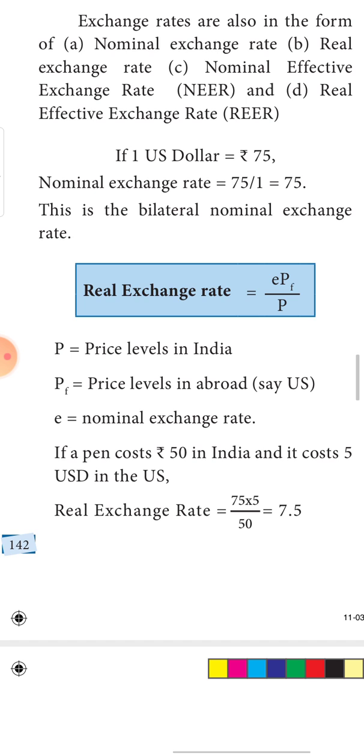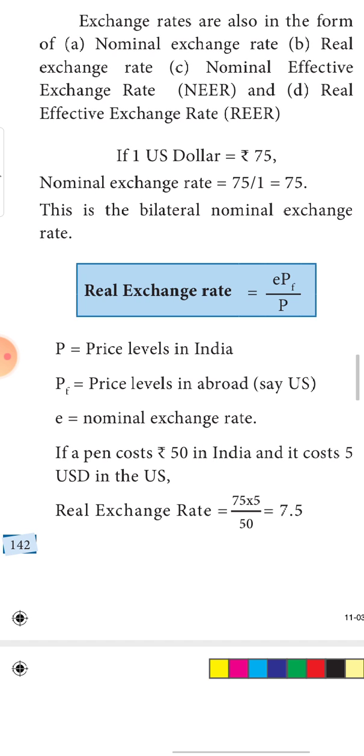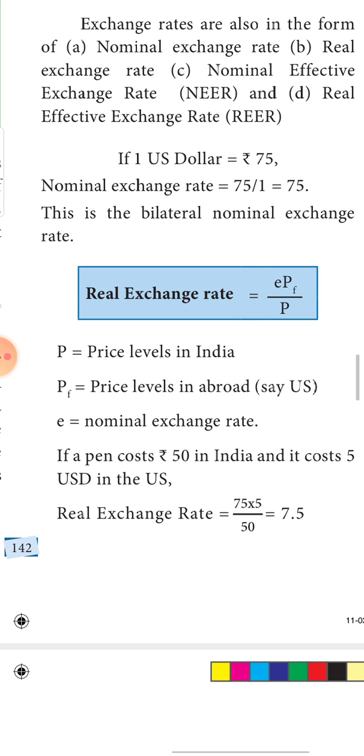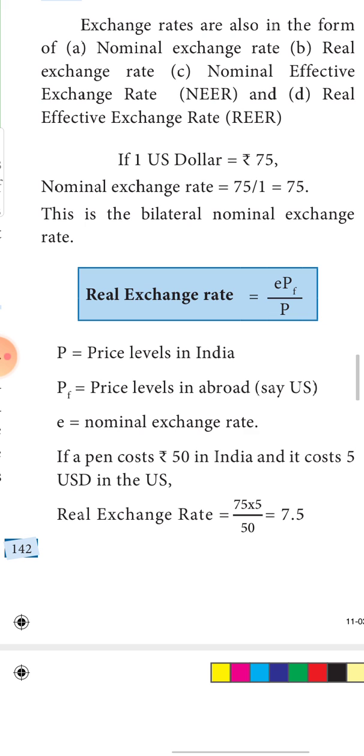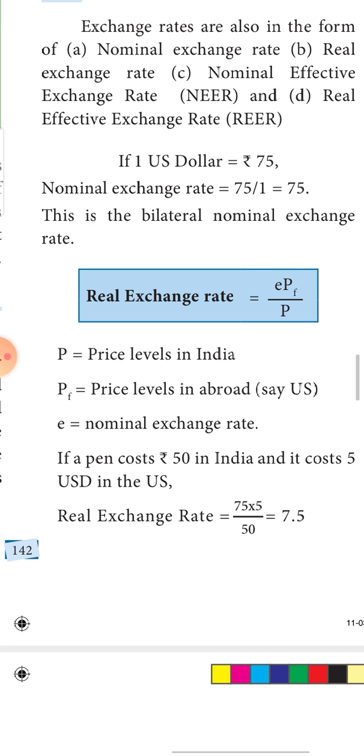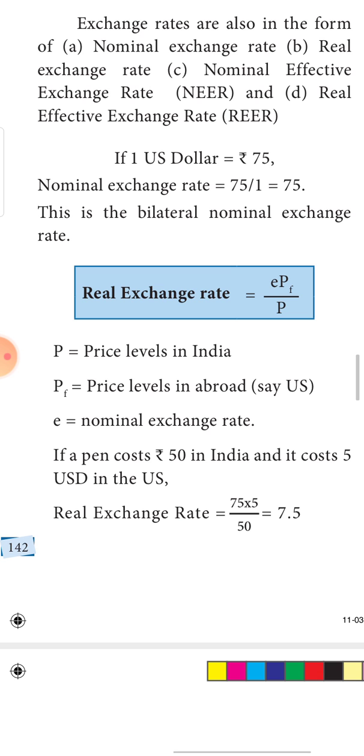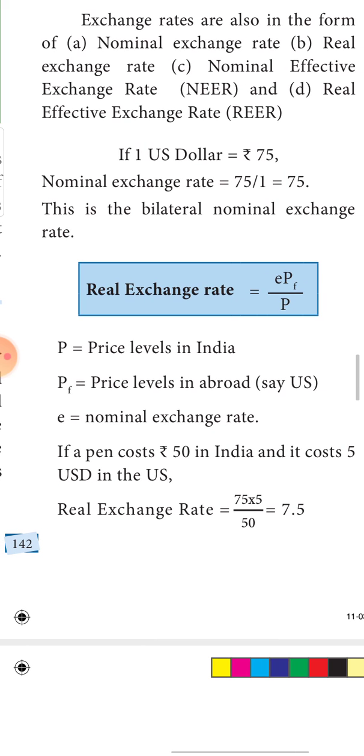How to get the real exchange rate? E is nothing but 75 divided by 1. PF is the price prevailing in the foreign country, that is 5 USD per pen, divided by the price prevailing in India. What is the price of a pen in India? 50 rupees. So the real exchange rate will be 75, which is the value of E, into 5, that is the value of the pen in USD, divided by 50, the price of the pen in India. The value you get is 7.5. Suppose the real exchange rate is equal to 1.